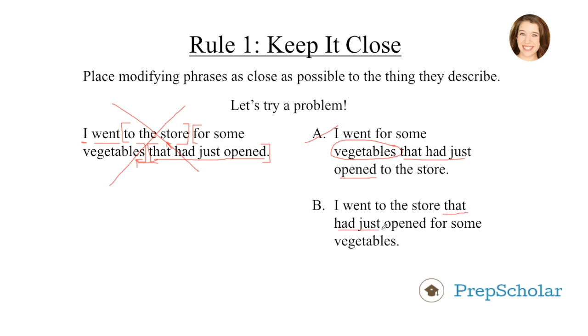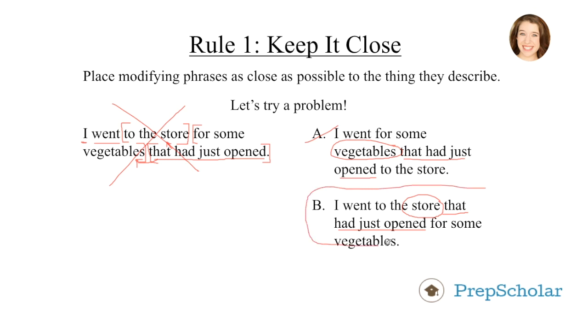That puts our modifier that had just opened and connects it directly to store, which makes a lot of sense. So this really illustrates the fact that we want to keep these modifying phrases, like that had just opened, as close as possible to the thing they describe, because when we start putting distance between the modifier and the thing the modifier describes, things get really confusing really quickly.